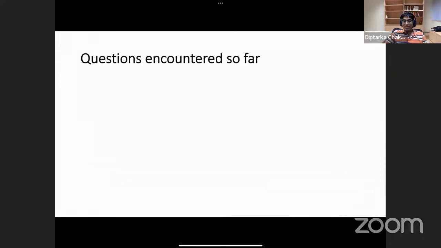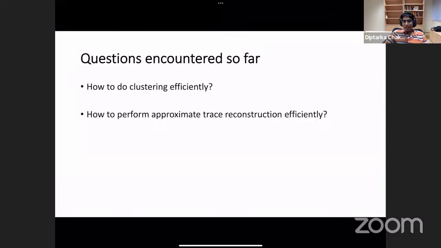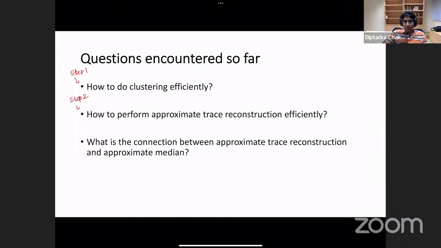So what are the questions we encountered so far? First, I asked the question, how do we cluster a set of texts with respect to edit distance? The second question was how to perform approximate trace reconstruction efficiently. If you recall, this was essentially step 1 in the DNA storage application, and this was step 2, and that is how we came to see these two problems. The third question was, what is the connection between approximate trace reconstruction and approximate median? And the fourth question is, how do we find approximate median efficiently? So far we have seen these four questions.